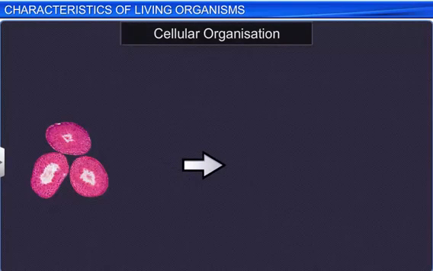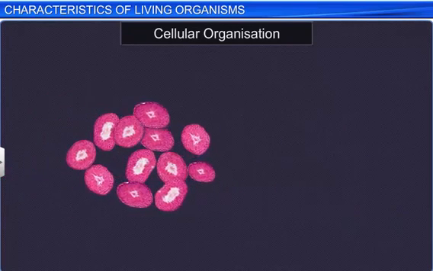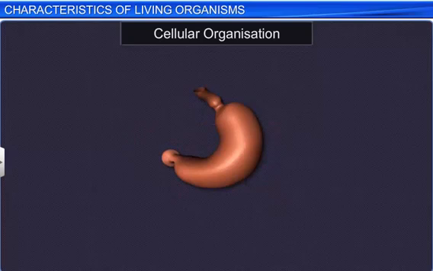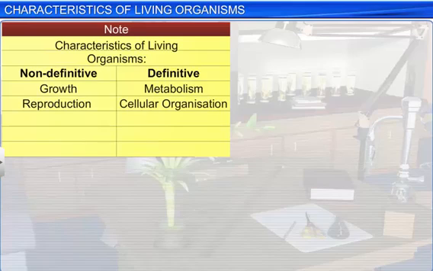Cellular organization is another important characteristic of living organisms. Such organization is not observed in the non-living, and hence cellular organization is also a definitive feature in all life forms.